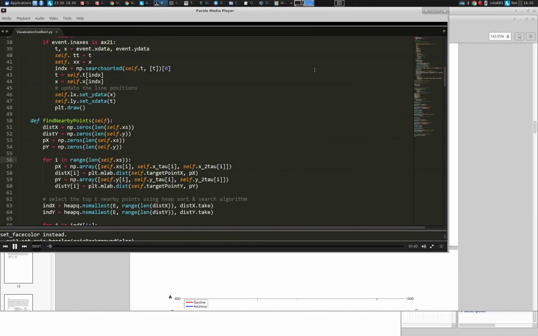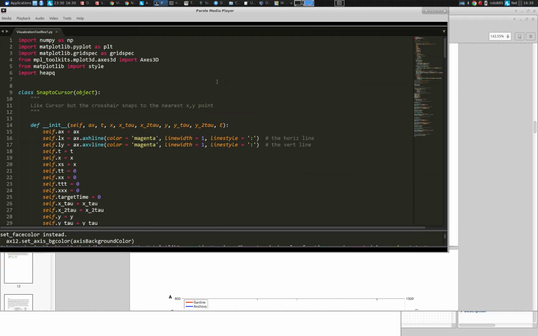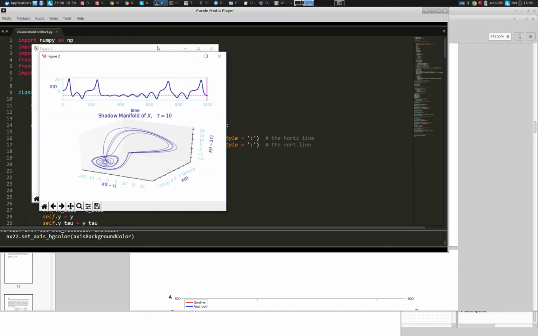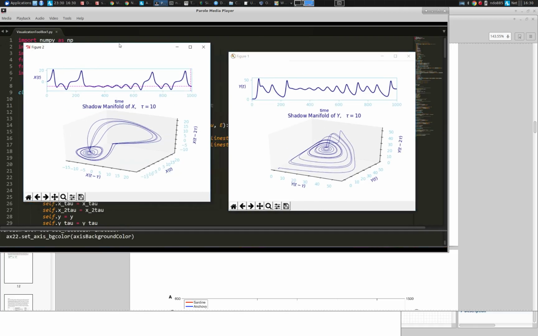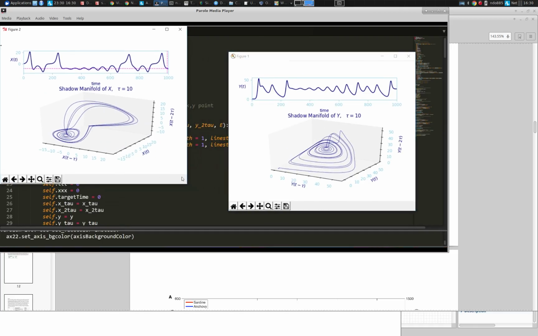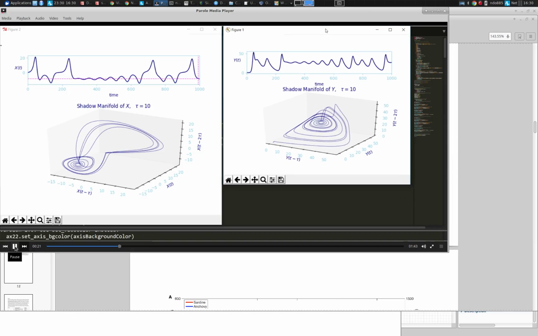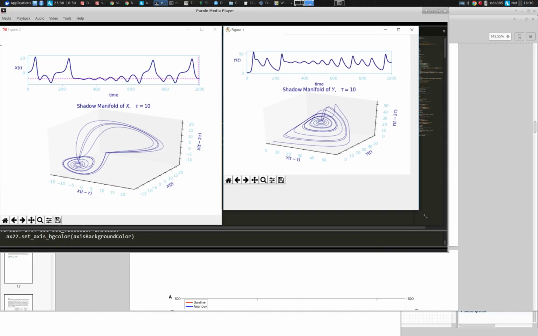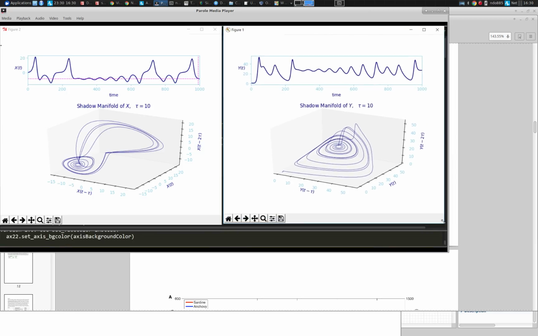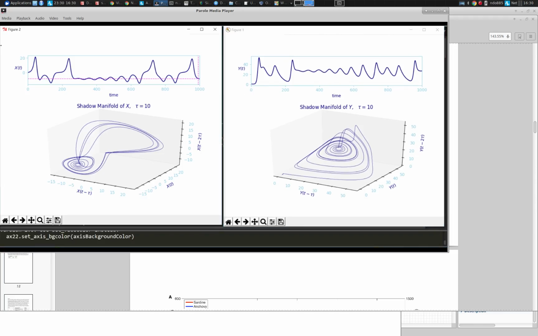Here's a video from my student Amin. What you're going to see here is based on a reconstruction of a system. And here we have two reconstructions. So here we have what's called the shadow manifold reconstructed from one of the time series on the left, and a shadow manifold reconstructed from another time series on the other.